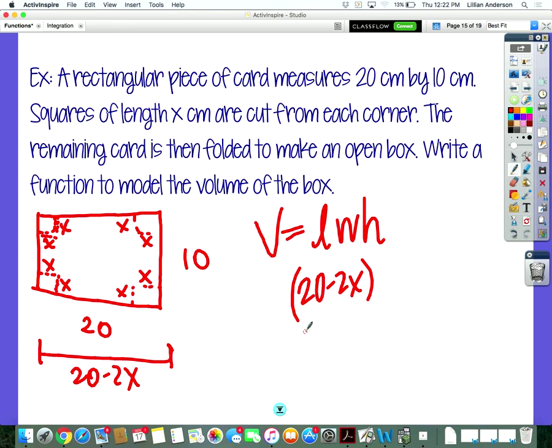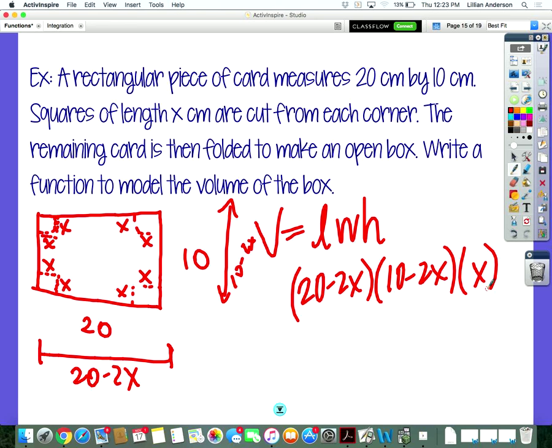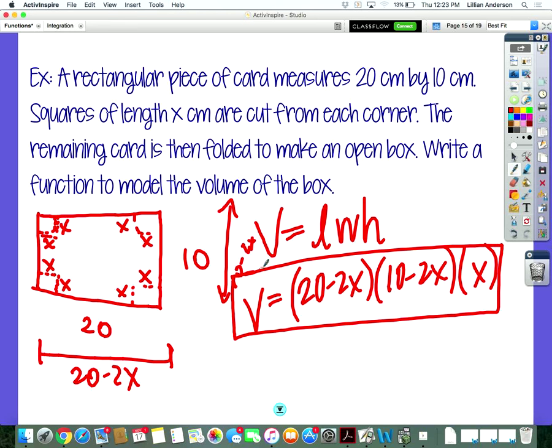My width? 10 minus 2x. Remember, we cut off 2 of those x's, so 10 minus 2x. What's the height? x. Because remember, once we cut them off and folded it up, that length represents the height of the box. And there's your model. V equals (20 minus 2x)(10 minus 2x)(x). We have problems where you just have to make models.